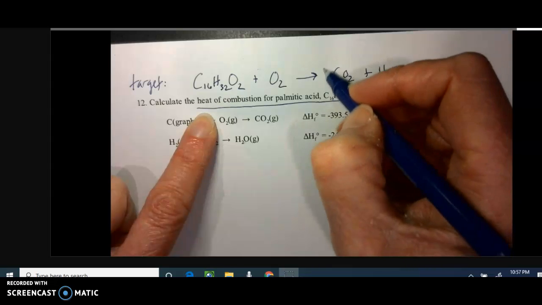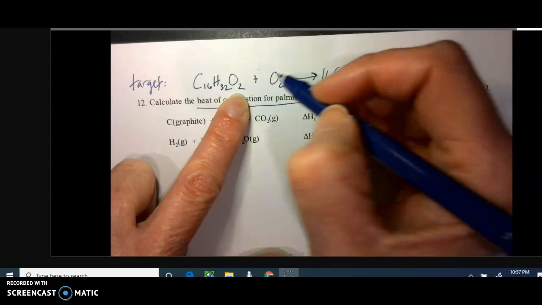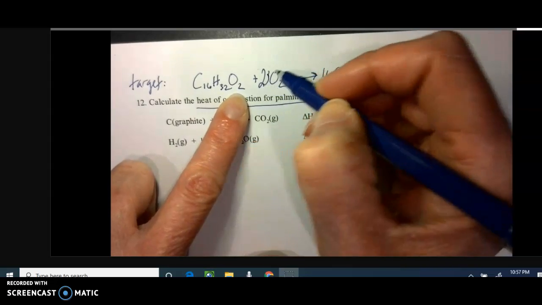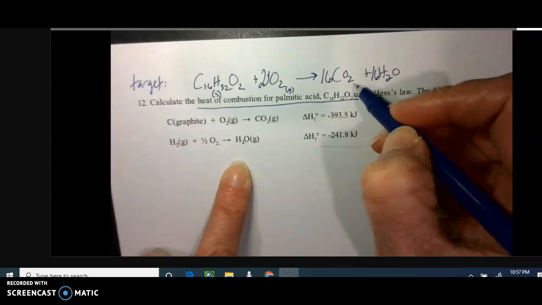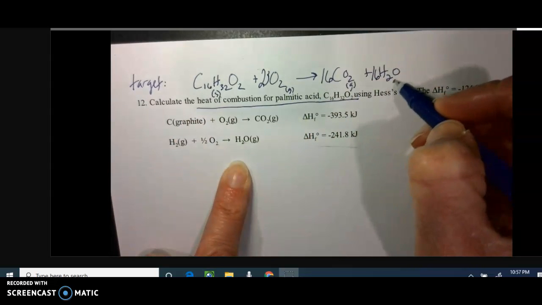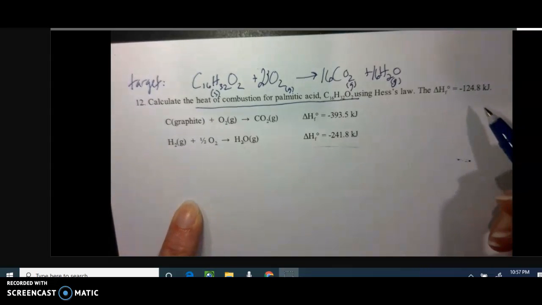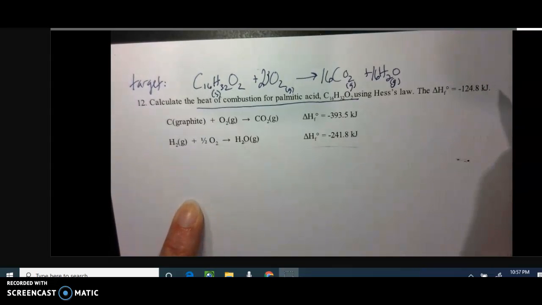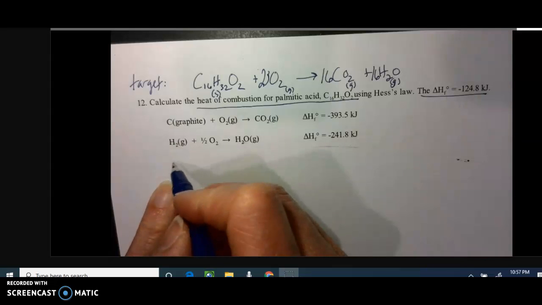You know how to balance equations, so I'm going to skip over that. Just remember there's 2 here, so that's why it's not 24, it's 23. Solids, gases, for all the rest. Then the other piece of information is the heat of formation is given. This would be for the palmitic acid. This is given, but you have to be able to convert this to an equation.